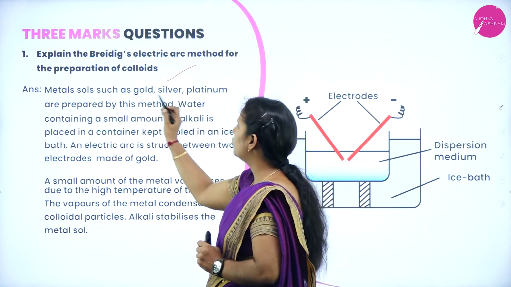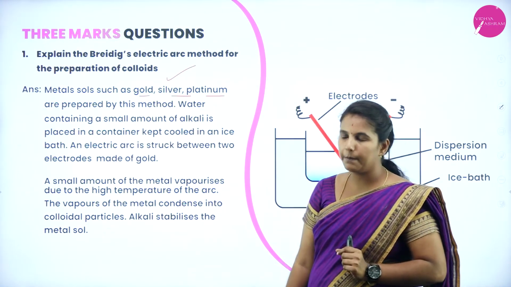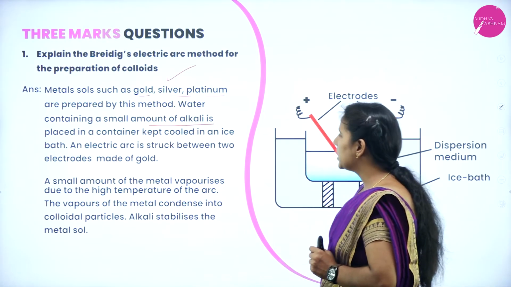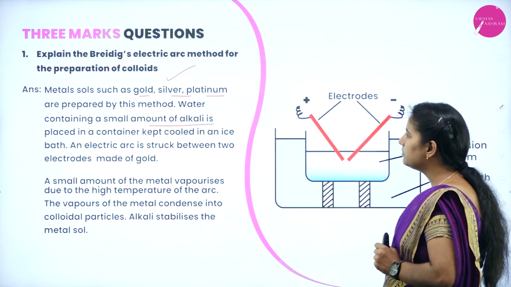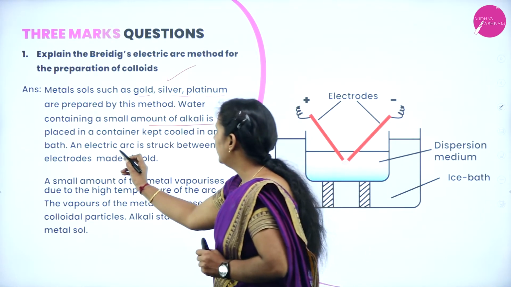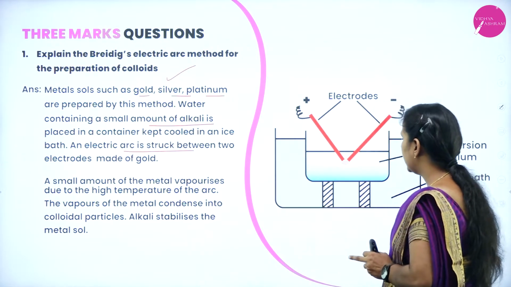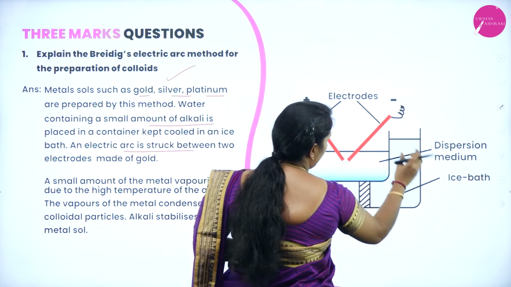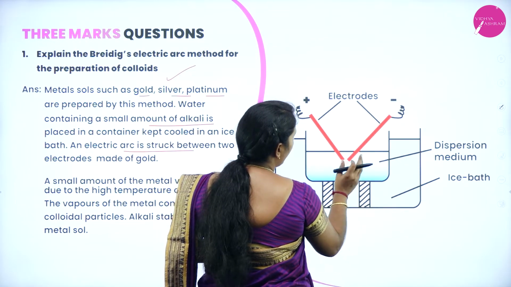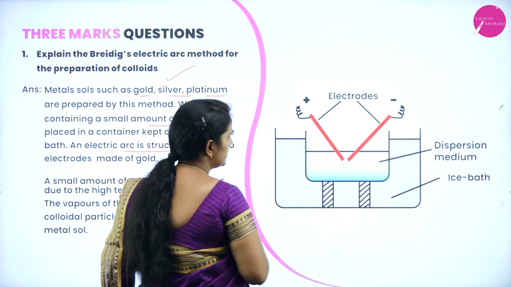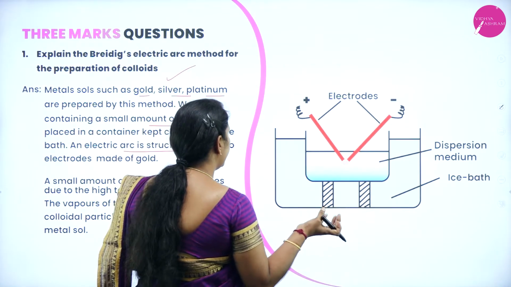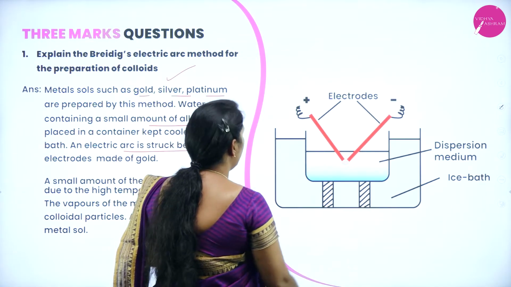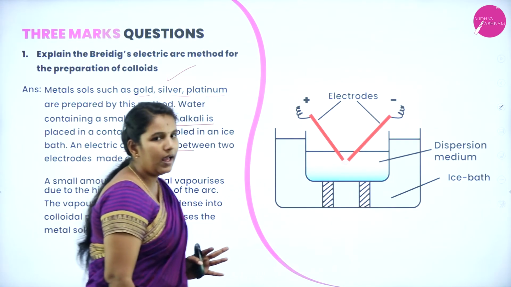The metals such as gold, silver and platinum are usually prepared by this method, and the water containing a small amount of alkali is placed in a container kept in a cooled ice bath, and an electrical arc is struck between the electrodes. If you see this picture, this is an ice bath. Here, the small amount of alkali is considered the dispersion medium, and you can see that there are 2 electrodes struck in this alkali solution, and the entire alkali solution is kept in the ice bath.